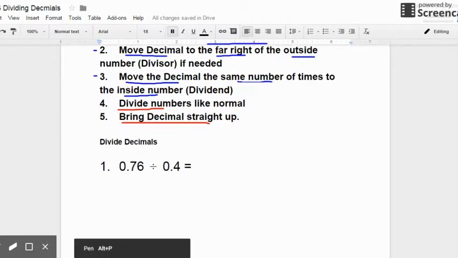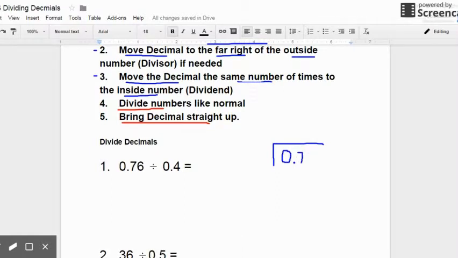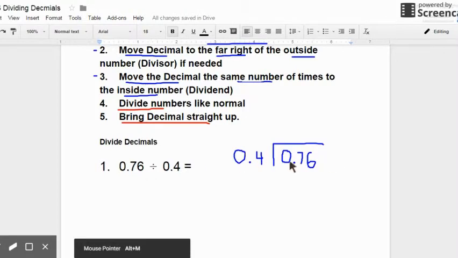So here we go. Here's our first problem. We have 0.76 divided by 0.4. So once again, both of them are decimals now, so let's go ahead and make our division house. Remember, the first number goes on the inside, 0.76. The second number goes on the outside, 0.4. Okay, so that's step one. We took the problem, we put it into a division house.